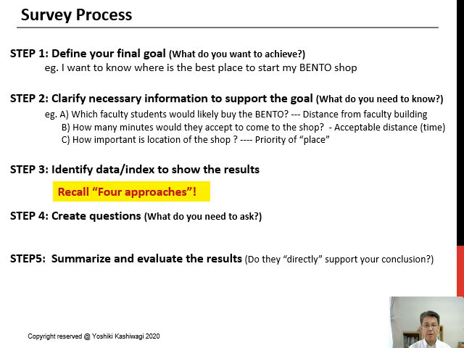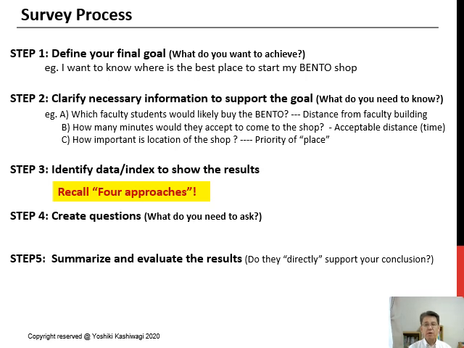There are some factors to make a decision to buy a lunchbox, bento box, and what is the priority of the place? This is a fundamental question. You can come up with other types of question, but these are some samples. And then once you clarify the information to support the goal, then in step 3, you have to identify the data or index to show the result.